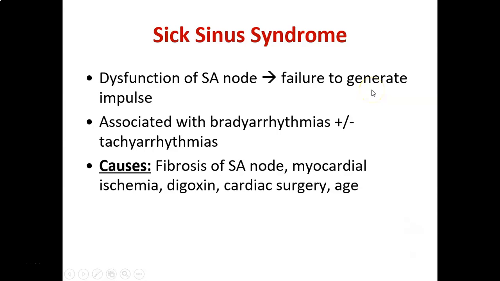There is another rhythm which may originate from the sinus node. It's called sick sinus syndrome. This happens due to the dysfunction of the SA node, which causes failure to generate impulse. This may be associated with bradyarrhythmias, maybe tachyarrhythmias, most commonly with bradyarrhythmias. The causes include fibrosis of the SA node, myocardial ischemia, digoxin, cardiac surgery, old age.